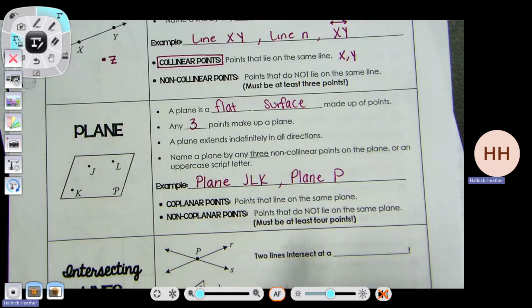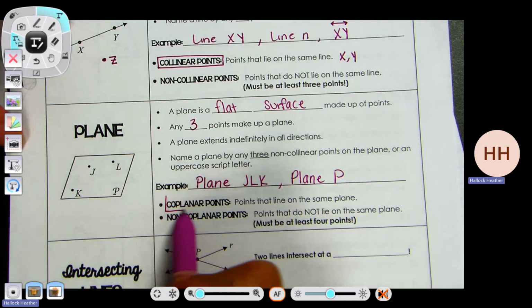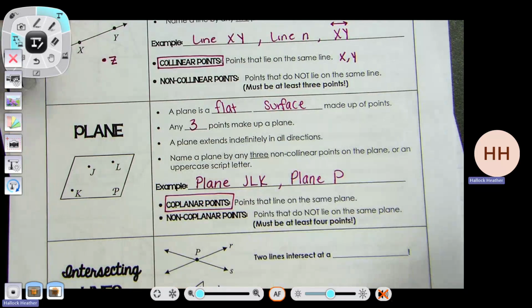For the vocab for this one, these words are so weird, but we're just rolling with it. So if it's coplanar, what? She's just making up stuff at this point. This is their geometry words.